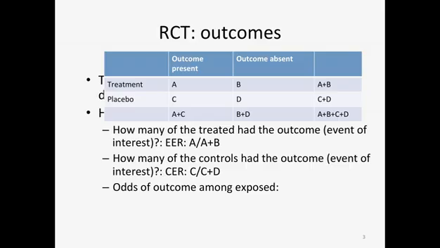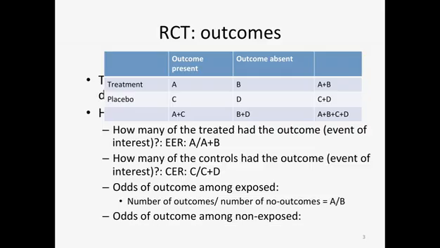Similarly, we can also define the odds of outcome among exposed. This is given by number of outcomes divided by number of no outcomes in the exposed group. This is equal to A by B. The odds of outcome among the non-exposed is given by number of outcomes divided by number of no outcomes in the non-exposed group. This is given by C by D. When I say exposed, here I meant exposure to active intervention. You can see that these terms are very similar to what we used in a cohort study.